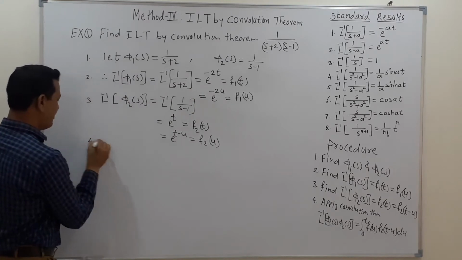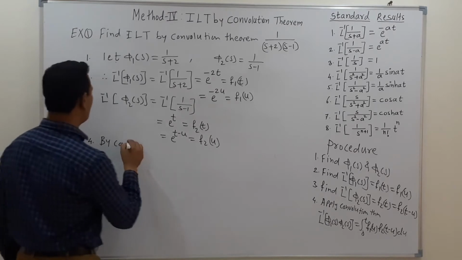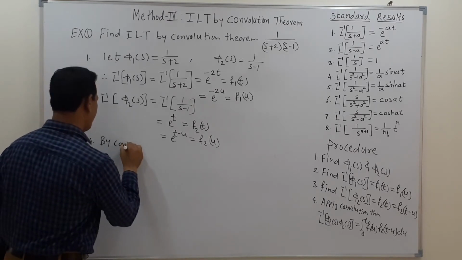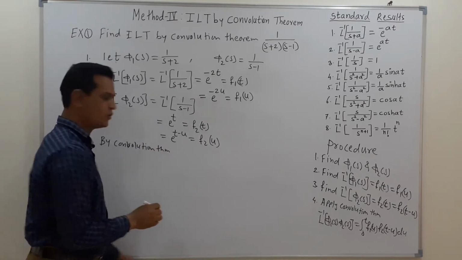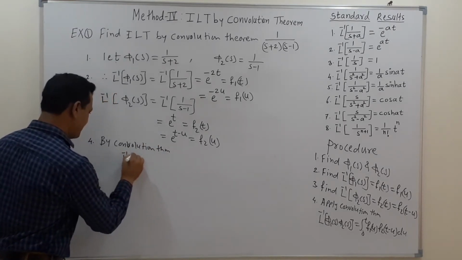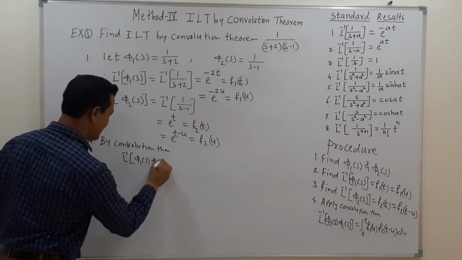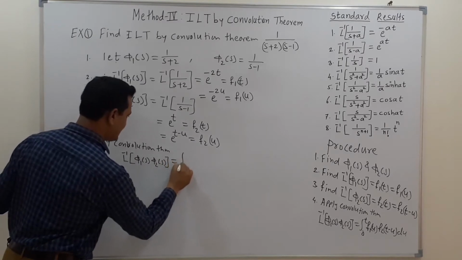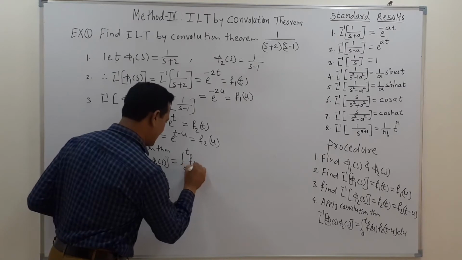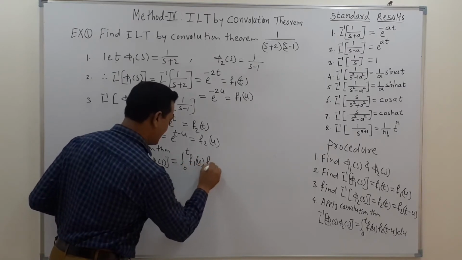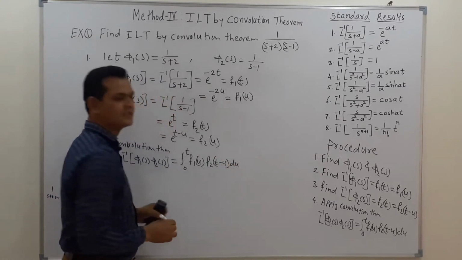So step number 4, by convolution theorem, we can write this as inverse Laplace transformation of phi 1 of s times phi 2 of s is equal to integration 0 to t, f1 of u, f2 of t minus u du. So this is the convolution theorem.